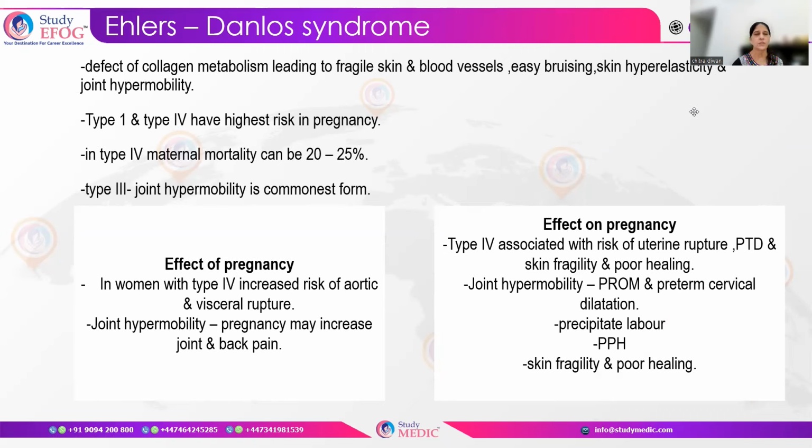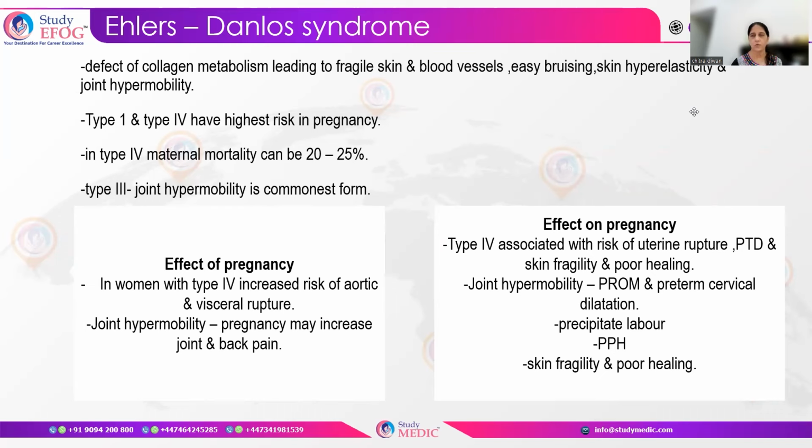Type 3, in which there is only joint hypermobility, is the commonest form. Now, the effect of pregnancy on Ehlers-Danlos syndrome. In women who have type 4, there is an increased risk of aortic or visceral rupture. Those who have joint hypermobility, pregnancy may increase joint and back pain.